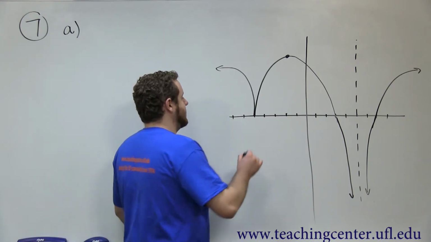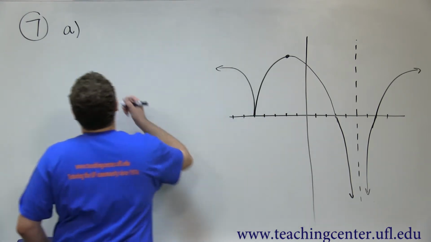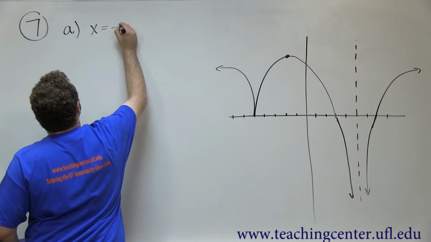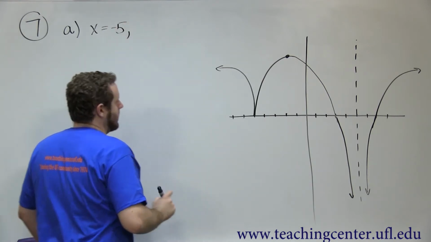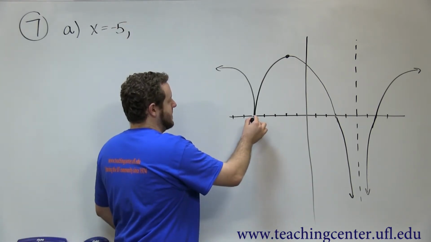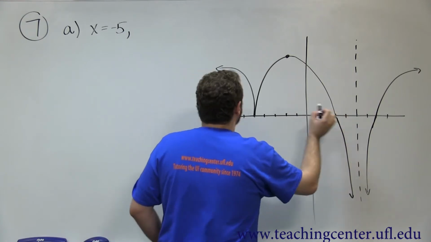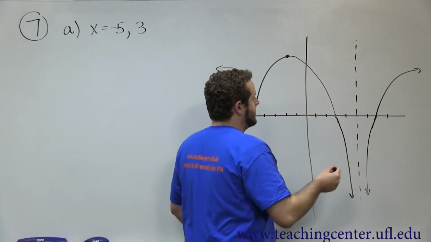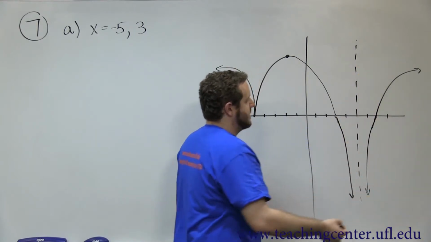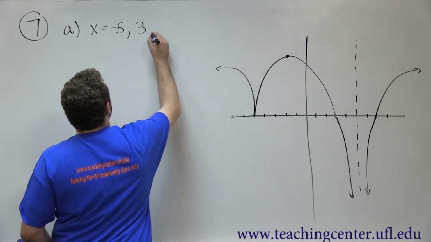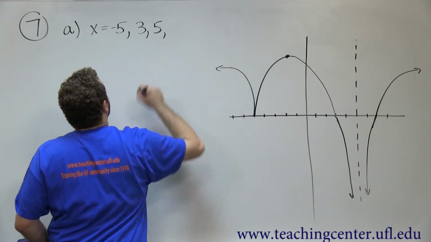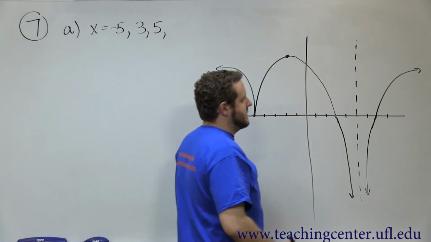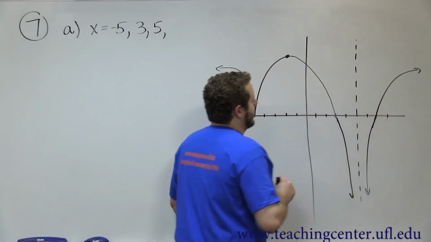Well, its derivative is 0 right here at x equals -5. Its derivative is 0 again right here at x equals 3. Its derivative is undefined at x equals 5 because we have a vertical asymptote there. And its derivative is 0 again here at x equals 7.